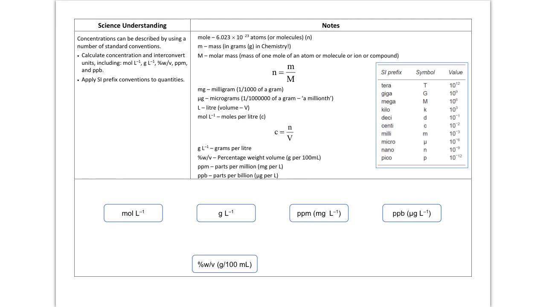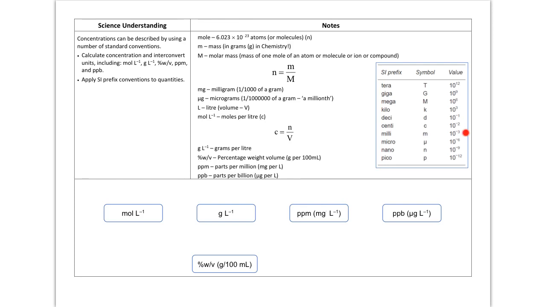This is where you're probably familiar with this. Kilo is times something by 1,000. So a kilogram is 1,000 grams. A kilometre is 1,000 metres. A millimetre is 1/1000th of a metre. So that's 1 over 1,000, which is equal to 10 to the minus 3 in our scientific notation.